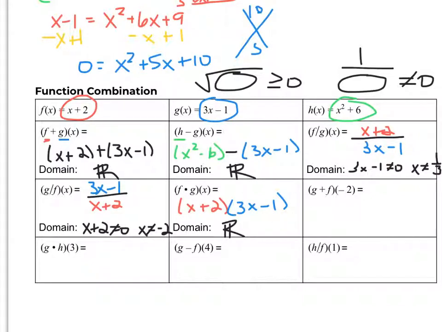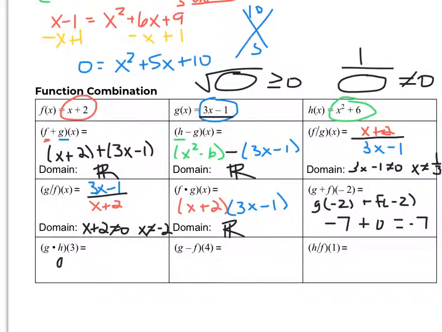All right. So for the next set where we have numbers, I personally find it easier to split it up. So I'm going to find g of -2 and add f of -2 versus combine the functions and then plug in -2. So g of -2 is plugging in -2 for x, so 3 times -2 is -6, minus 1 is -7, plus f of -2, -2 plus 2 is 0, so this is -7.